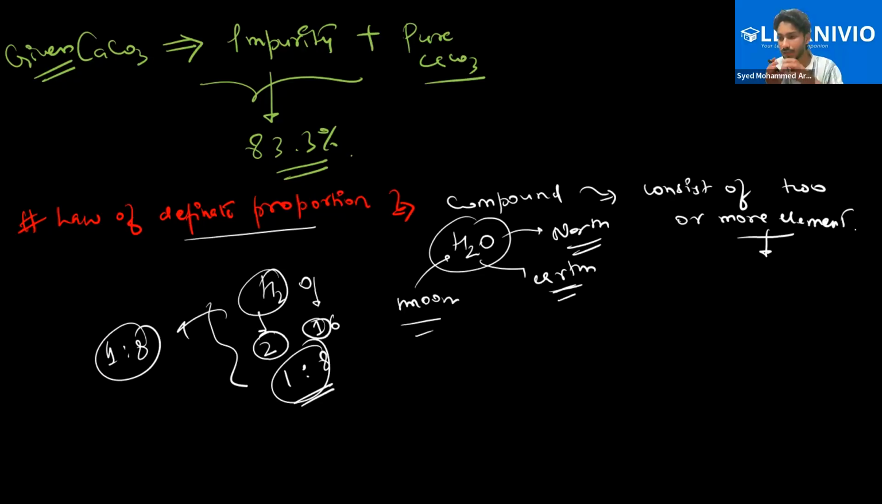Very simple. If you take a sample of water, it would be the same. If you take a sample of Al2O3 from anywhere, the formula would be the same. The proportion would be the same. This is all about definite proportion. And next is multiple proportion.